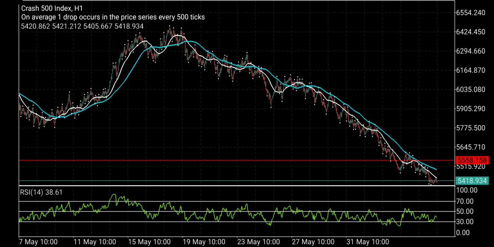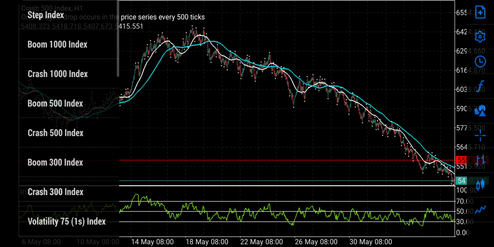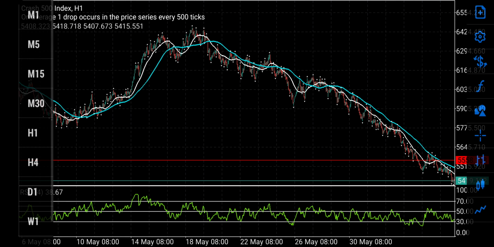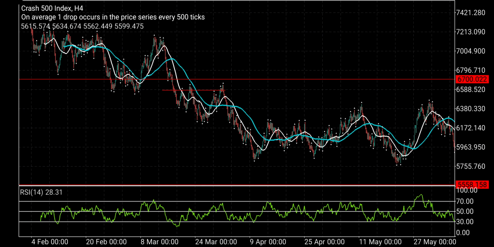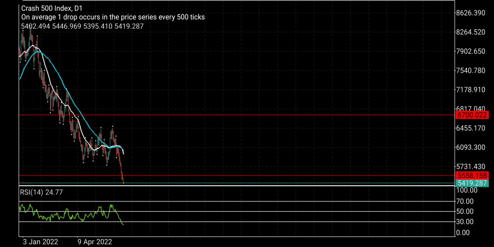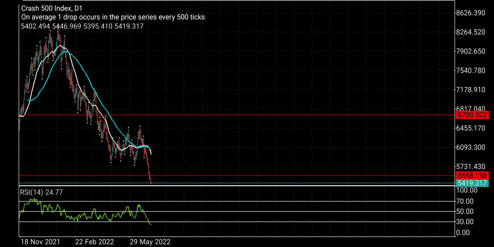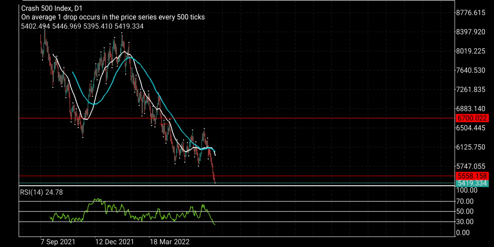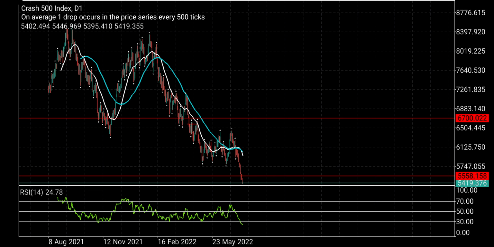Crash 500 also has been on a very serious downtrend, and we are waiting for a reversal, but let's see what level the market is at right now. Let's try to zoom in. Let's check other time frames, probably a bigger time frame like 4 hours. Even in 4 hours it is on a downtrend. Let's see the day one time frame. Even on the day one time frame, you can see that the market is still on a downtrend. This market has been on a downtrend for as long as I don't know.